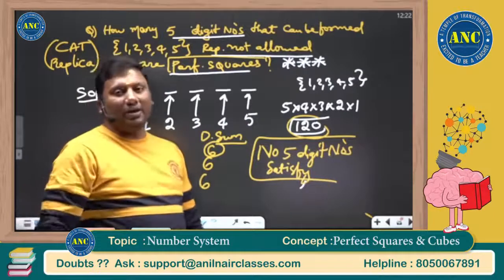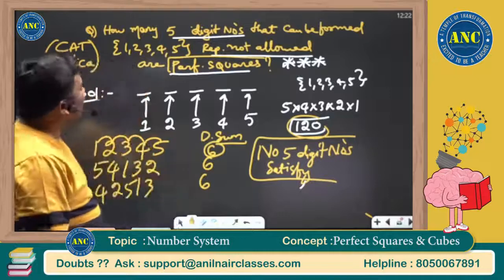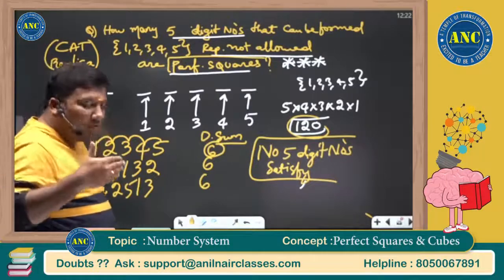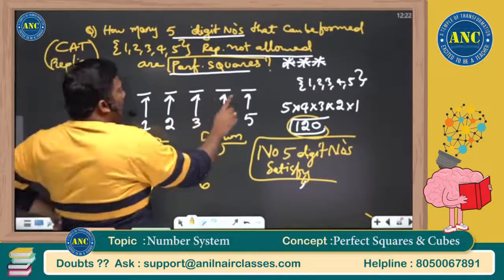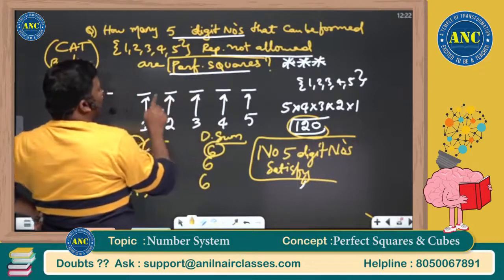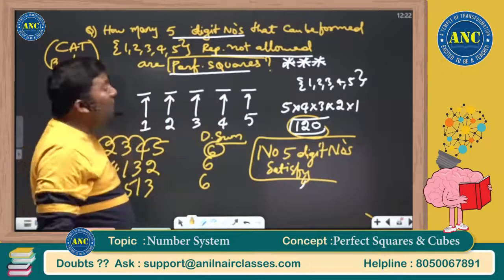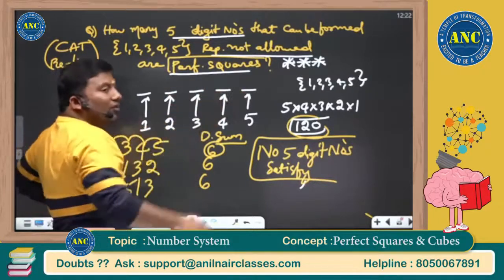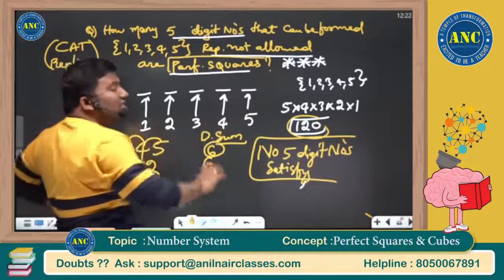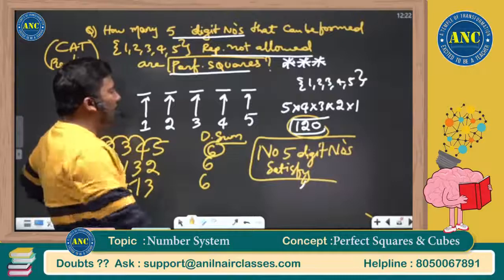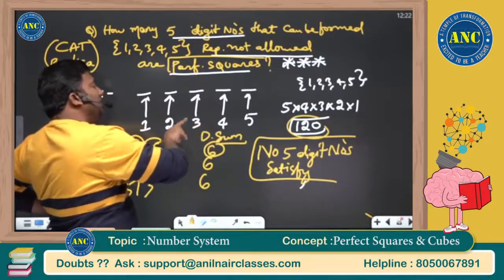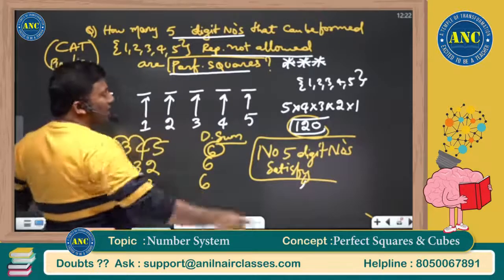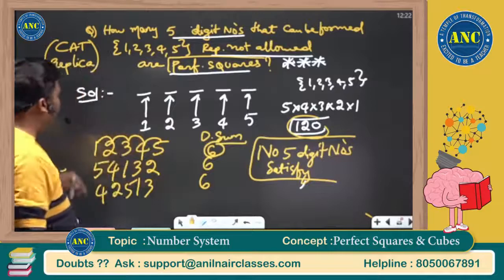The third question is a CAT replica question. This is how I am going to take a CAT class. How many 5-digit numbers can be formed using the digits 1, 2, 3, 4, 5? Stepwise, again I am saying, it is a 5-digit number: units place, tens place, hundreds place, thousands place, ten-thousands place. Step number 1: repetition of digits is not allowed. So if I keep 1 here, I cannot keep 1 anywhere else. The units place can be taken by any one out of the 5 digits. Then remaining 4 digits, 3 digits, 2 digits, 1 digit. One event is happening after another event. Total 120 numbers are formed.